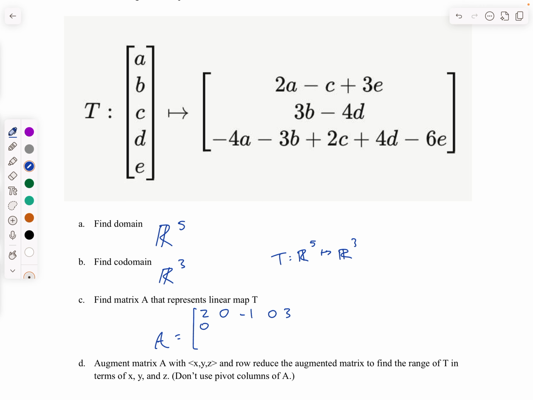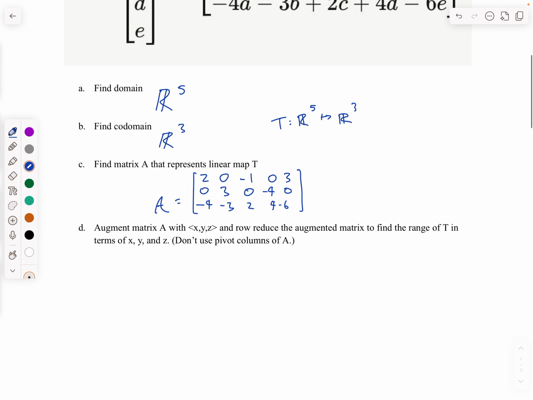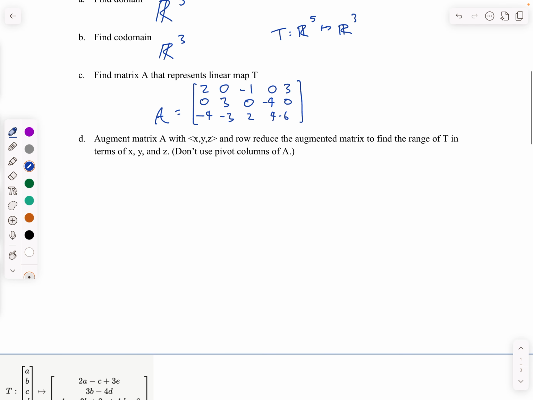Here we have none, then 3, then none, then 4, then -4, and then none again, and then just the coefficients from everything on the bottom. That is our matrix A that represents the linear map.